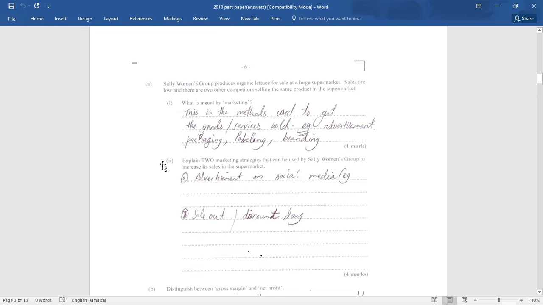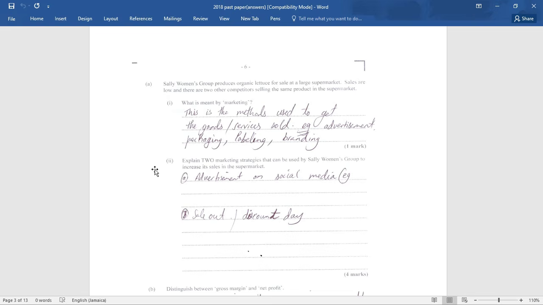And 2 of the question says, explain 2 marketing strategies that can be used by Sally Women's Group to increase its sales in the supermarket. So A, they could do more advertisement on social media, whether it be on YouTube, Facebook, and they could pay for those, and they could do target marketing, so target advertisements. So they could pay Facebook, for example, to advertise to a certain age group or to persons who search for their products. So what Facebook will do is to look up all those persons who are interested in that good and send advertisement on their page.